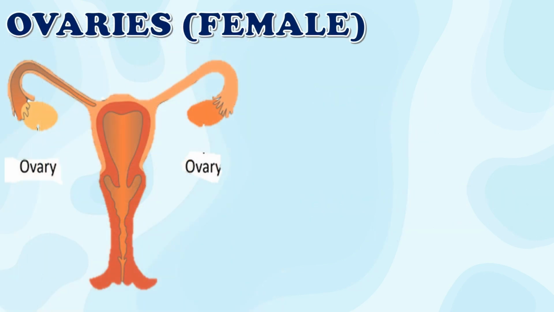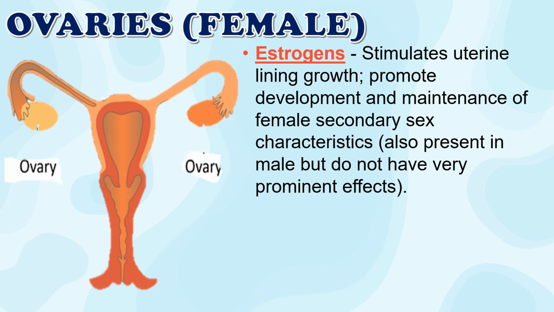Next, we have the ovaries. So, we have here the estrogen that stimulates uterine lining growth, promotes development and maintenance of female secondary sex characteristics, also present in male but do not have very prominent effects for males. Ayan, so it undergoes puberty, yung ating uterine lining. Then also it develops the breast. So mas kaya ang rason bakit lumalaki yung breast.